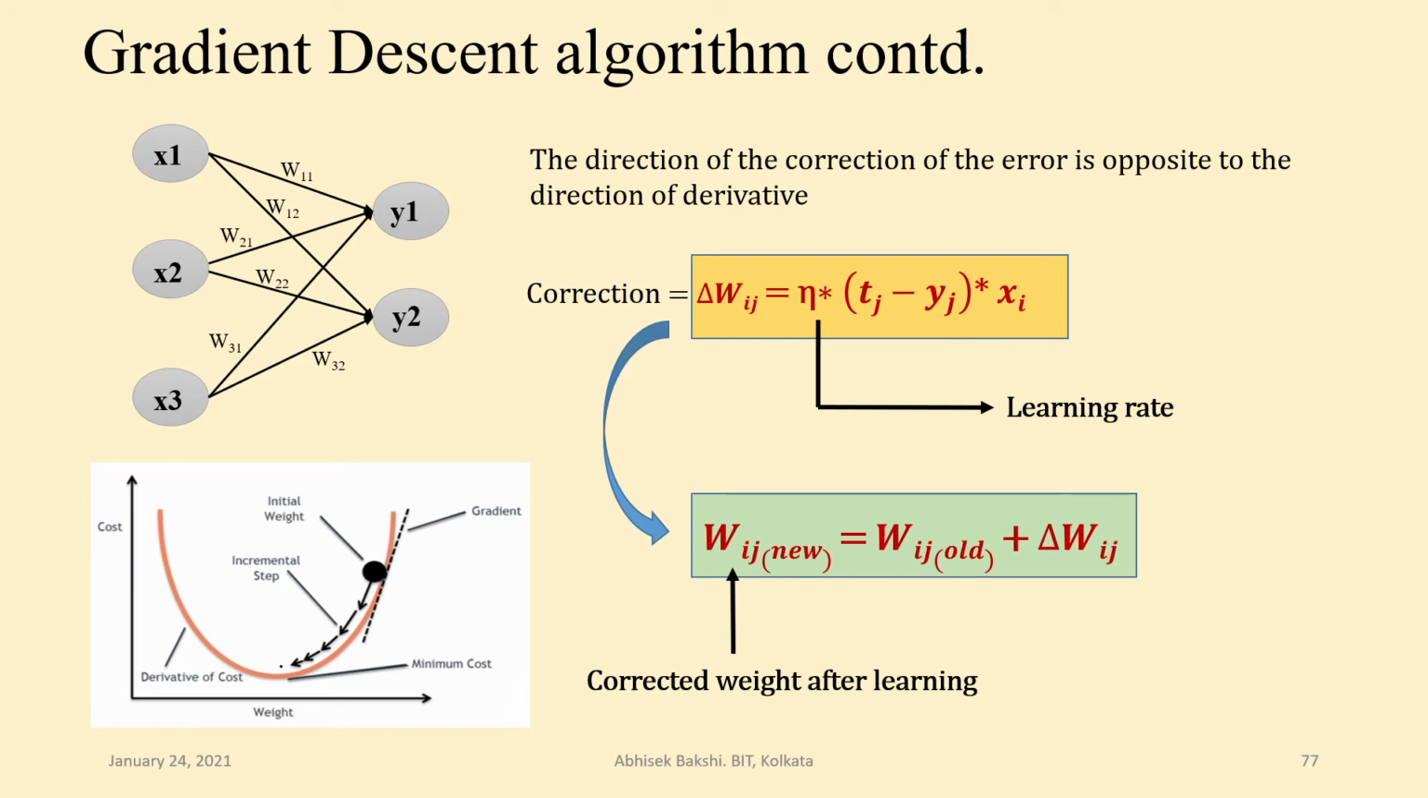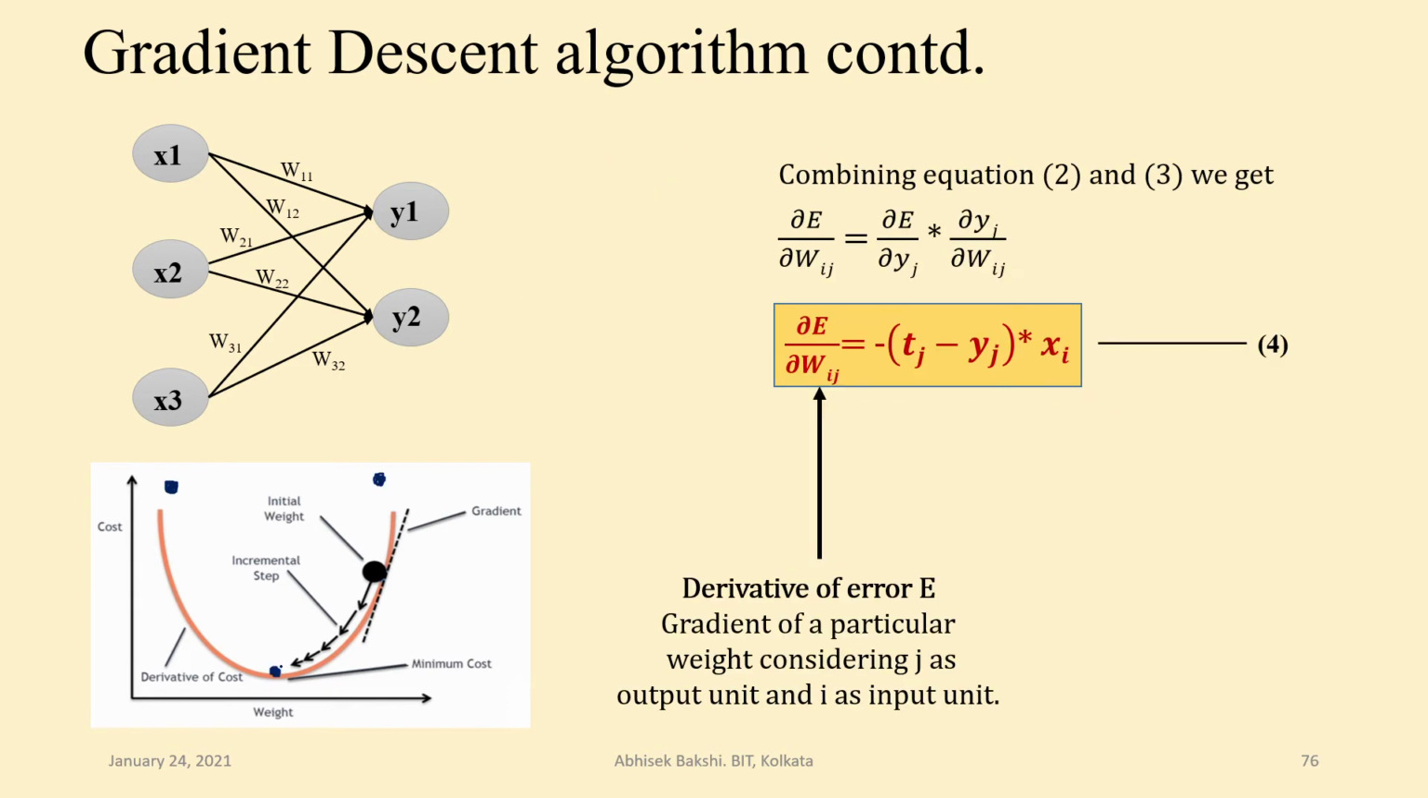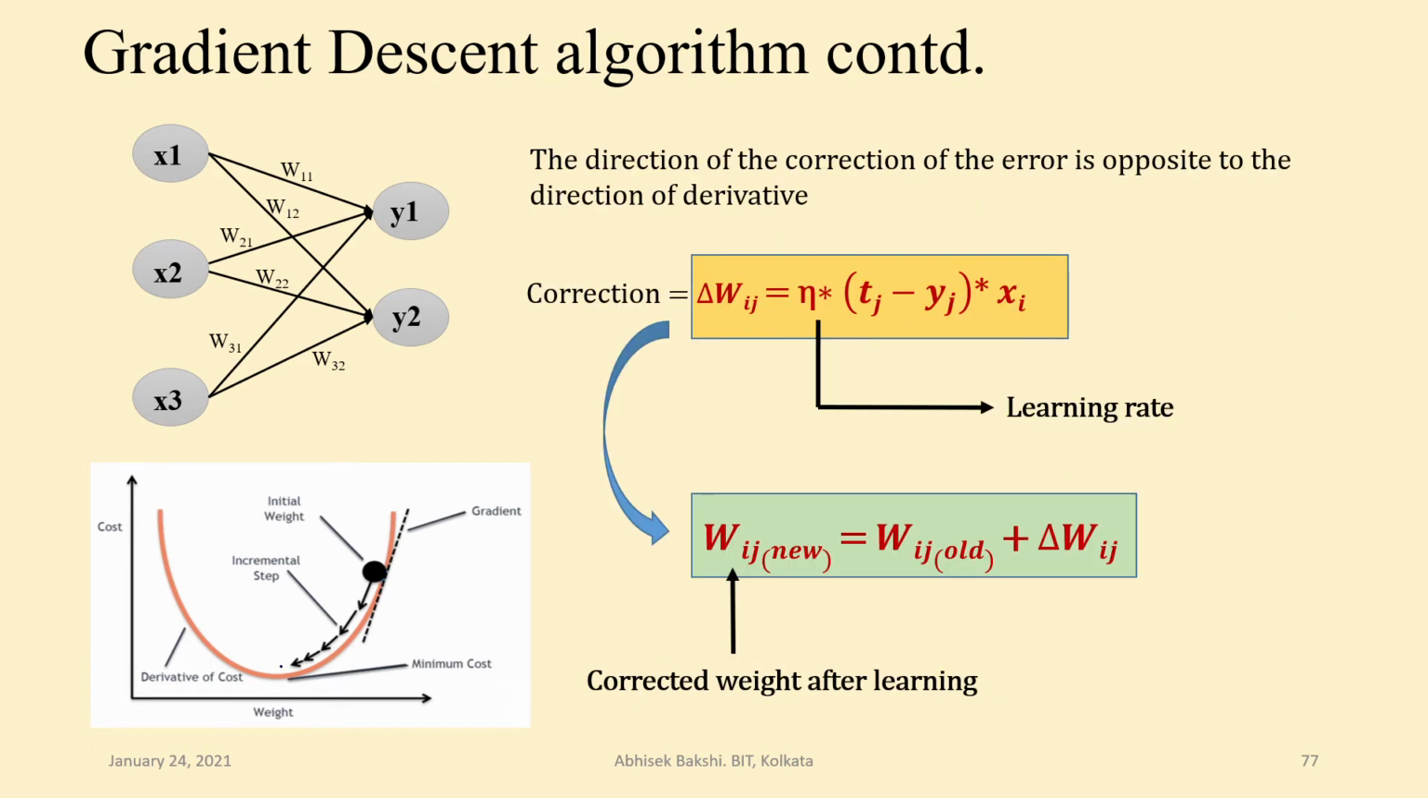Now ultimately, what we have got is del E by del wij. Still, the weight has not been updated. The weight update, del wij, we can define in this way, because this is basically the expression of del wij, and this is eta, what we call the learning rate. And what is the learning rate? We have already discussed the learning rate in my previous classes.